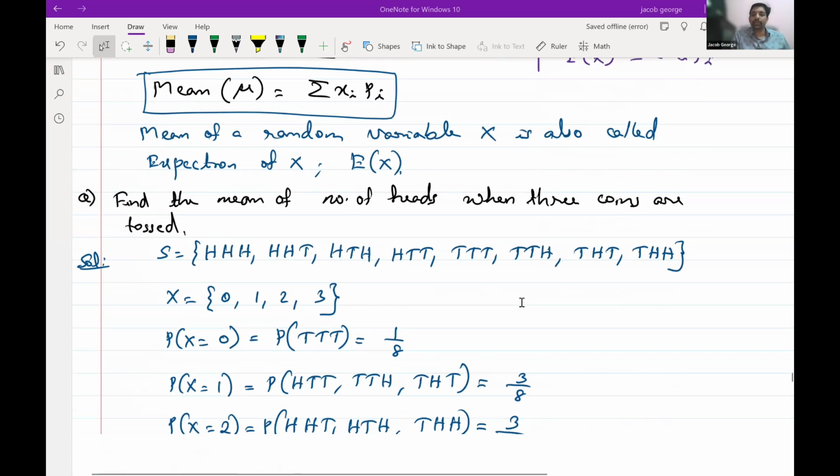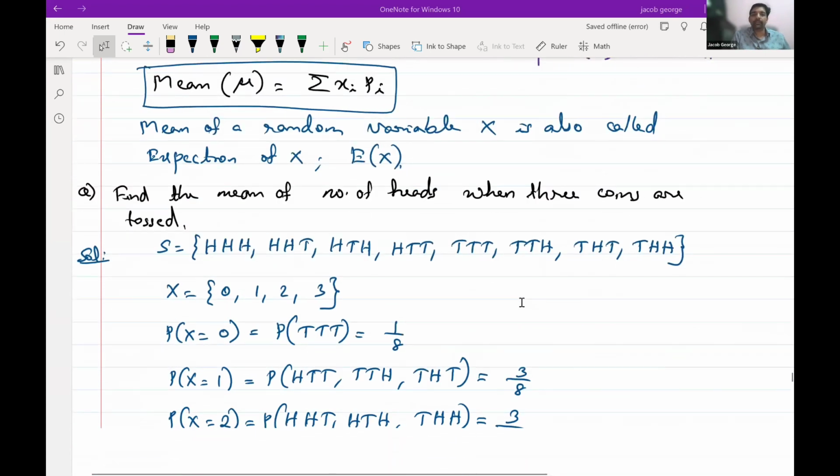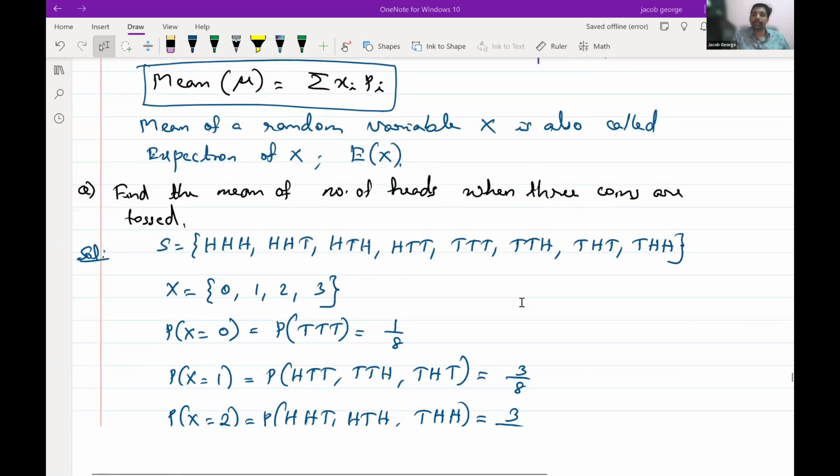Find the mean of number of heads when 3 coins are tossed. See, when 3 coins are tossed, there are 8 outcomes. So this type of question, better we write the sample space. Sample space, 8 outcomes are listed like this. Starting with H, 4 are there. Starting with tail, 4 outcomes. Like this, 8 outcomes are there in the sample space.